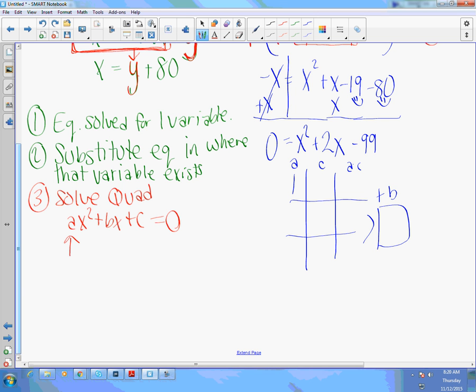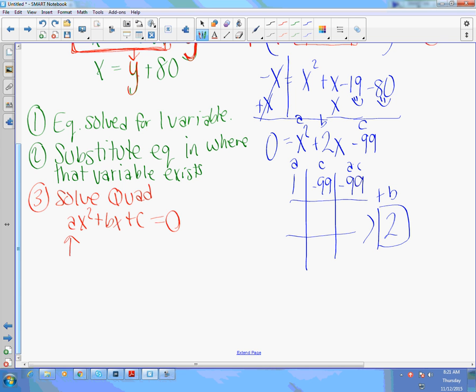A, B, C. Just take that, the D is 2. A, B, C. Let's do a free position. A, B, C. There you go. And we multiply that 1 times negative 99 is just negative 99. And what's the middle number for B? 2. Okay.